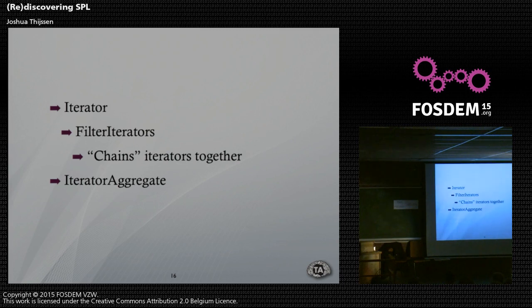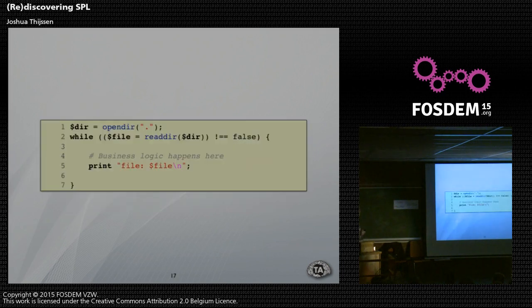So what happens there is that if you want to iterate over an object that implements iterator aggregate, you can say, okay, I want to iterate over this object. I'm not an iterator myself, but I know how to get it. This is mostly for objects that aren't iterable by themselves, but can fetch external iterators. Okay, so as an example on how to use iterators.